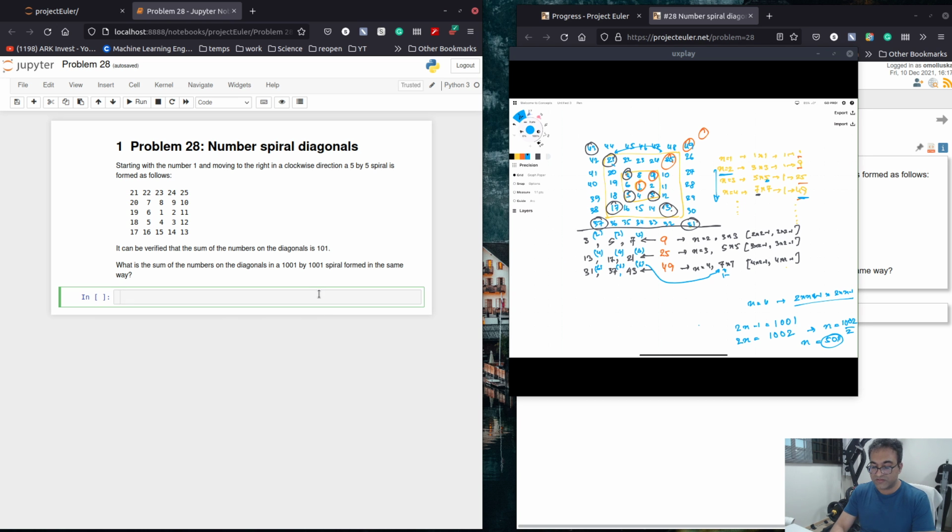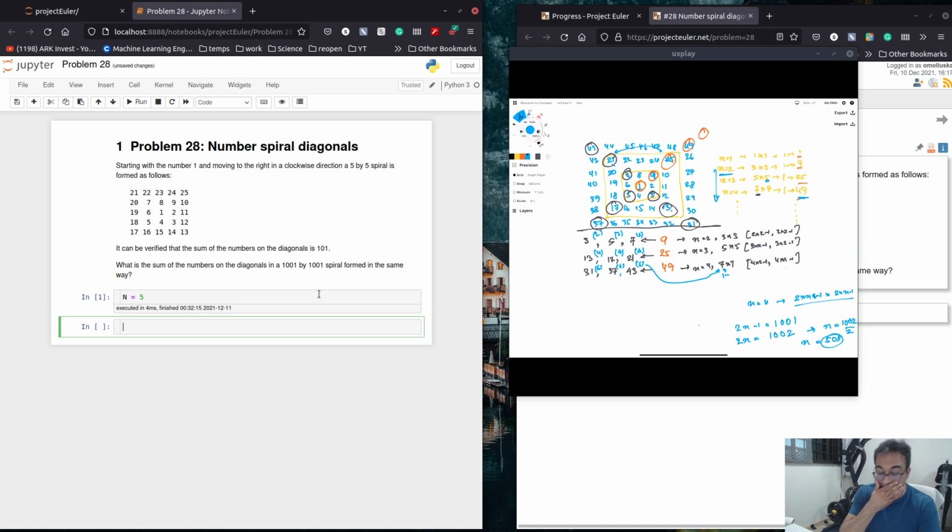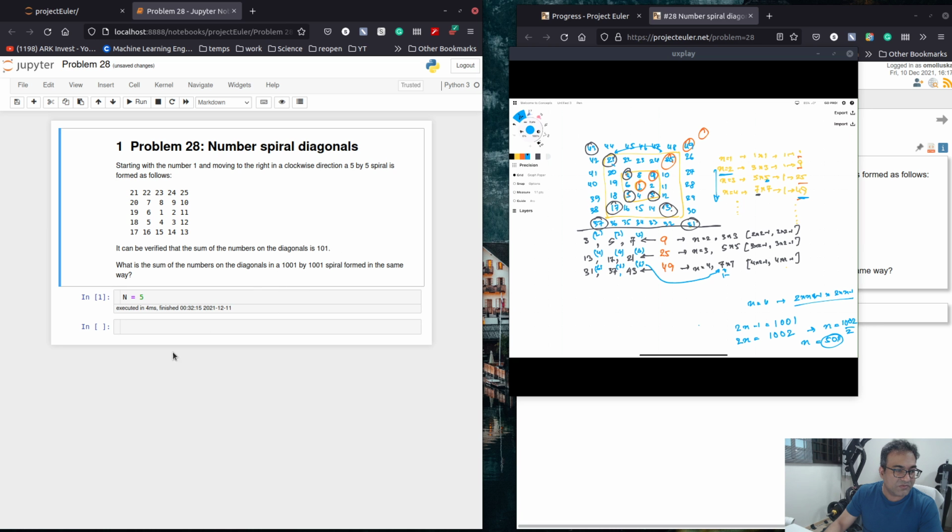Okay, so let's say we want to solve an n equals capital N equals 5. Okay, we want to solve a 5 by 5 problem. And then later we will put this equal to 1001. Okay, let's not call this n, but let's call this square.